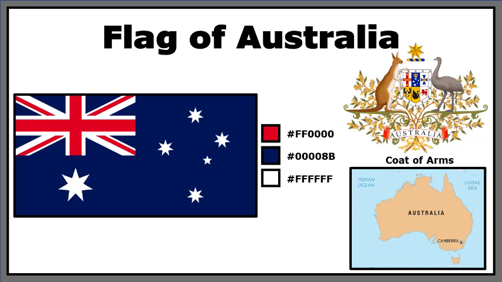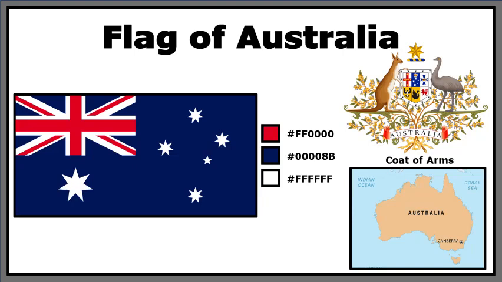The second, a 7-pointed white Commonwealth star located just below the Union Jack. The 7 points represent the unity between the 6 states of Australia and its territories, of which there are 2 internal and 3 external. And finally, the Southern Cross. This constellation of 5 stars is one that can only be seen from the Southern Hemisphere and is a reminder of Australia's geography.